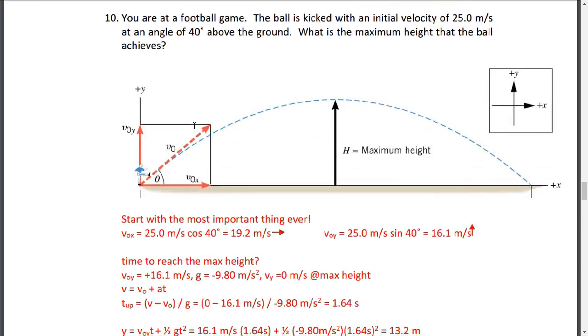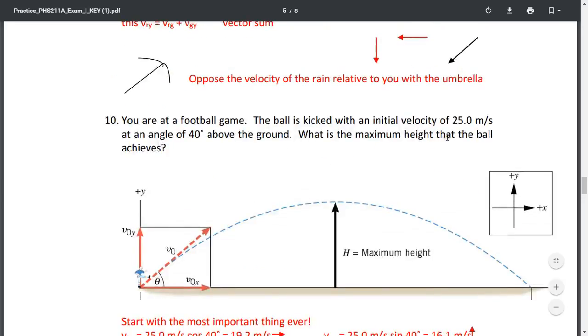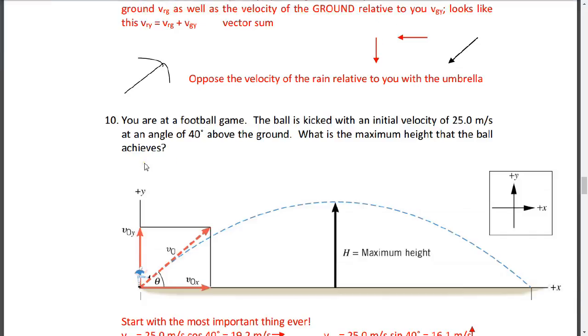Hey, this is a shocking turn of events. This football question is on the exam, just like I told you it would be around 100 times. So here you are, you're at a football game. The ball is kicked with an initial velocity of 25 meters per second at an angle of 40 degrees above the ground. What is the maximum height that the ball achieves? Well, I know any question that comes from this will involve doing the most important thing ever.